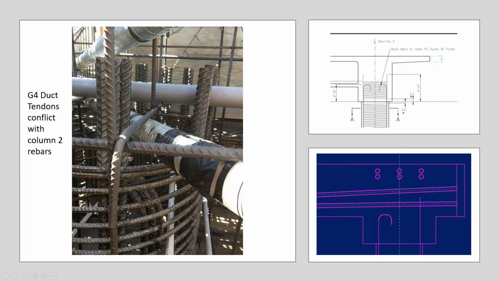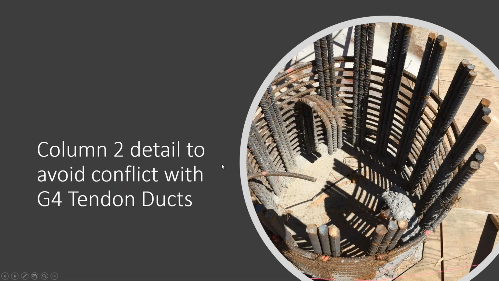For the middle column at the bent 2, we had to change the reinforcing to hook. Not all of them, just the ones that were in conflict with one of the tendons. So you can see here in the picture, the tendon is crossing the column, so we hooked those reinforcing bars to get the development length.